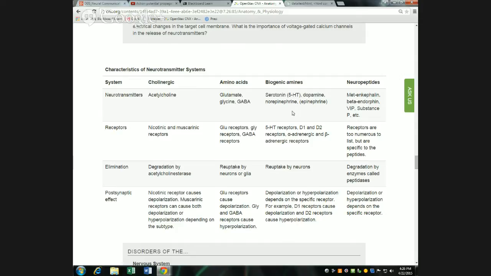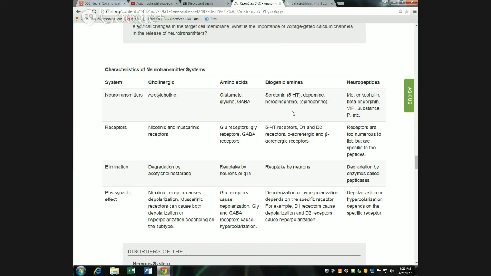So the receptors for acetylcholine, the nicotinic receptor always causes depolarization. The muscarinic receptor could cause one or the other, depending on the particular subtype of receptor. Glutamate receptors always cause depolarization. Glycine and GABA receptors and serotonin receptors always cause hyperpolarization.